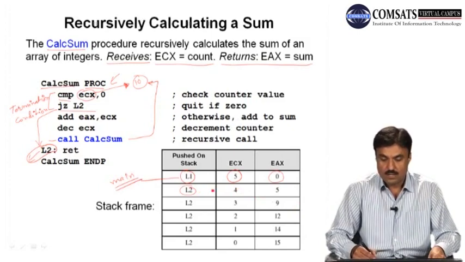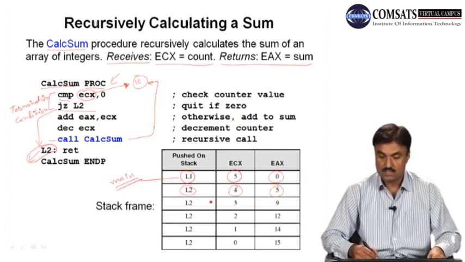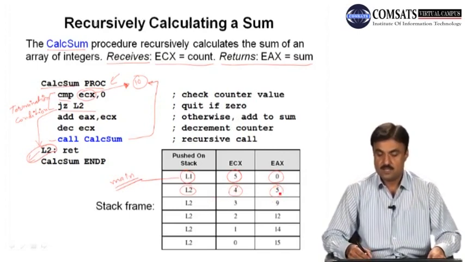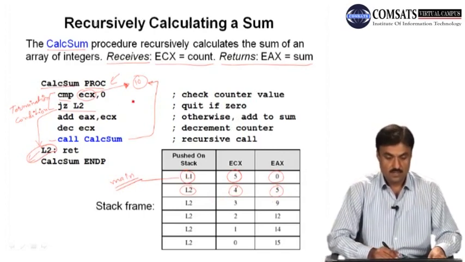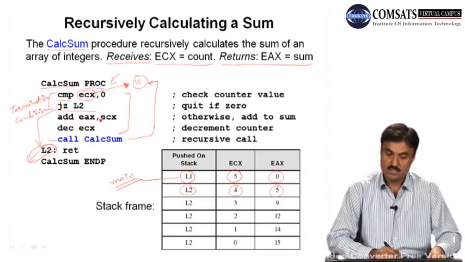And when we are calling again, the new value of ECX is 4, and EAX has the value 5. And again, we start this whole procedure. We compare ECX, is it 0? No, it's not equal to 0. So what we do is add ECX to EAX, decrement ECX, and so on, and we call sum again.